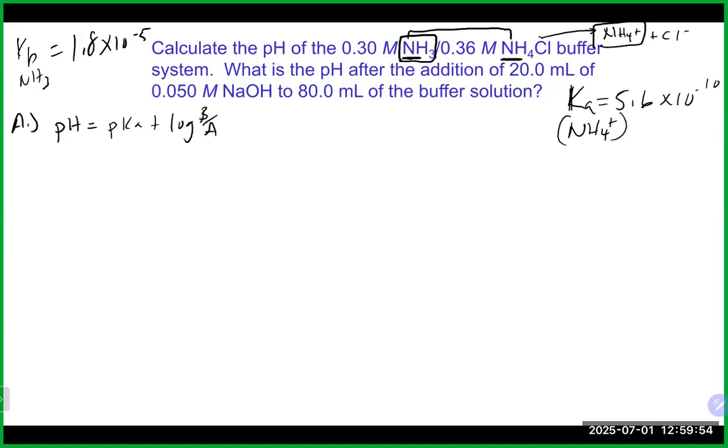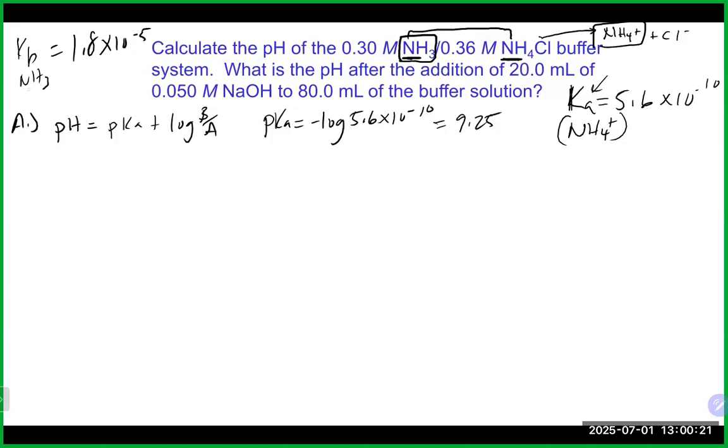And since I do have an option here, Kb or Ka, as I did put the Ka here, I'm just going to use that to get the pKa value here, which will be minus the log of 5.6 times 10 to the minus 10. And that's going to give us a pKa value here of 9.25.